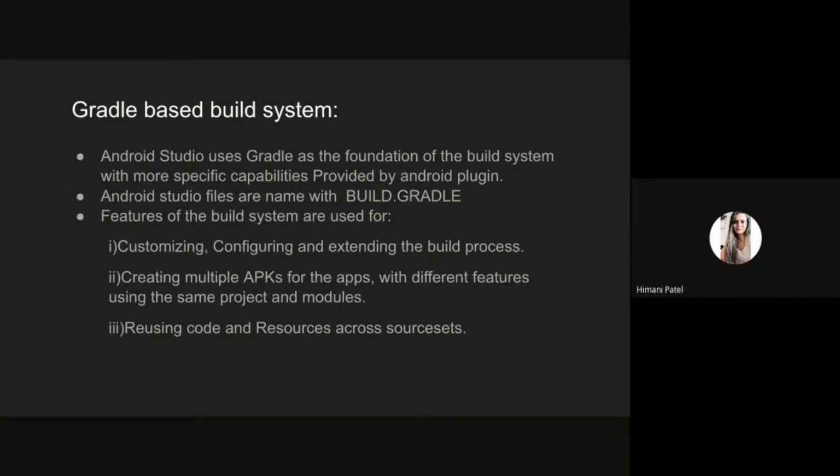We can use features of the build system to do the following. Number 1, customize, configure, and extend the build process. 2, create multiple APKs for applications with different features using the same project and modules. 3, reuse code and resources across source sets. Android Studio build files are also named build.gradle.